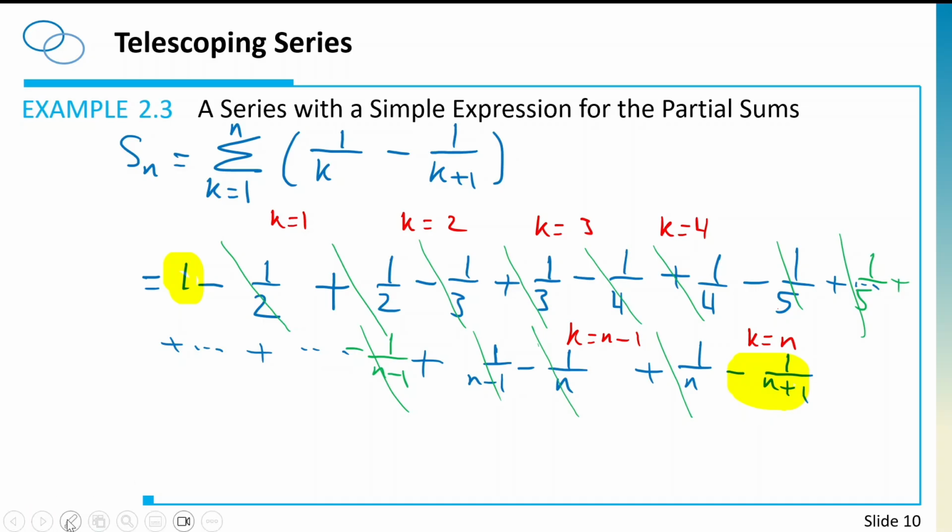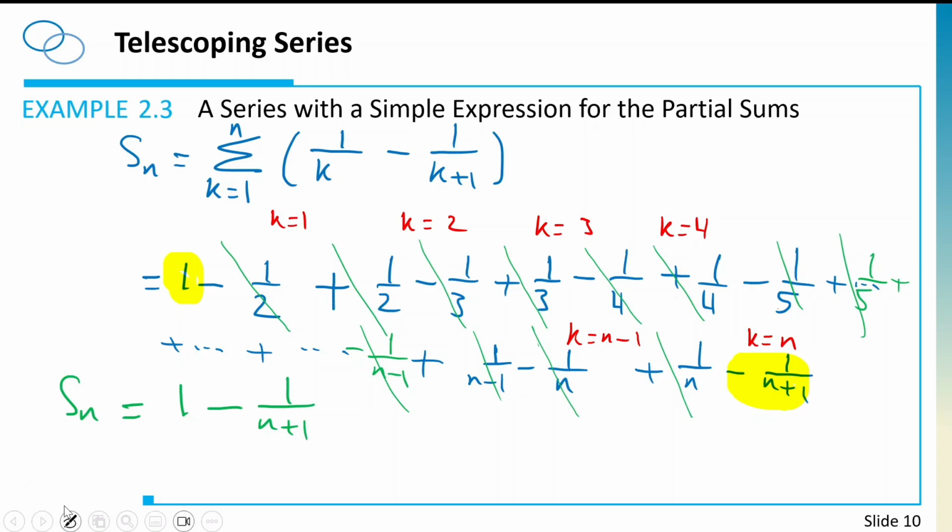This is the only terms left. Okay, so now the summation equals to what? Sn equals 1 minus 1 over n plus 1 only. That's why they call it the telescoping series, because all the terms collapse except only the first and the last. Usually you expand to see just a few terms till you see the pattern. You can decide what to cancel out.